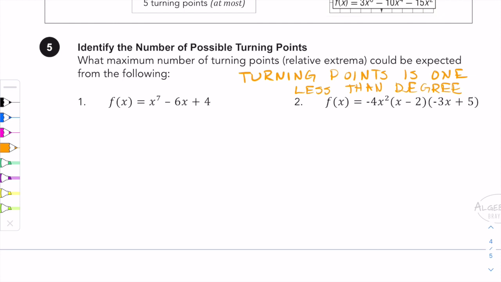Okay, for the last example set, we are identifying the possible number of turning points. And I just made this note that says turning points is 1 less than the degree. Number 1 is x to the 7th minus 6x plus 4. The degree is clearly 7. So the number of turning points, or the maximum number of turning points, because remember it can be anything less, is 6. It would be 7 minus 1.